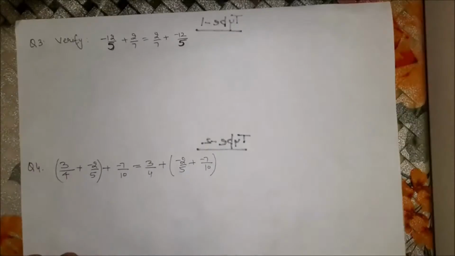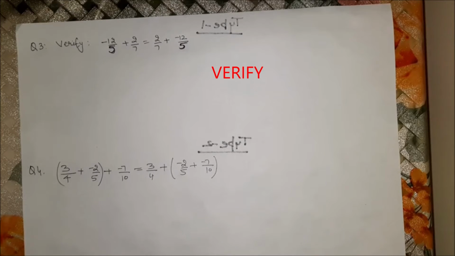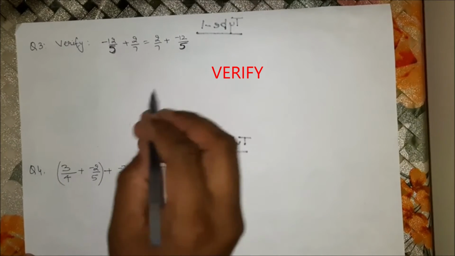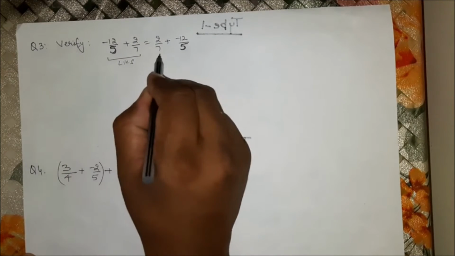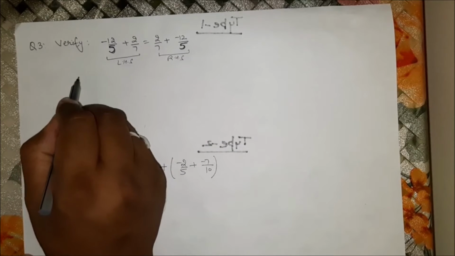Now see, your question number 3 is verify minus 12 by 5 plus 2 by 7 equal to 2 by 7 minus 12 by 5. So what we will do, this is your left hand side, this is your right hand side. We will solve them separately.